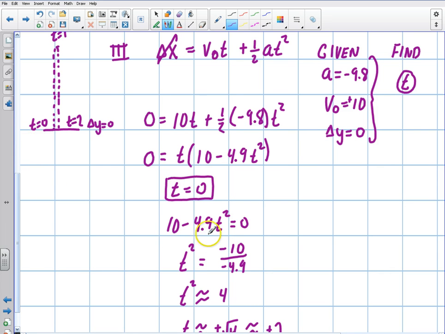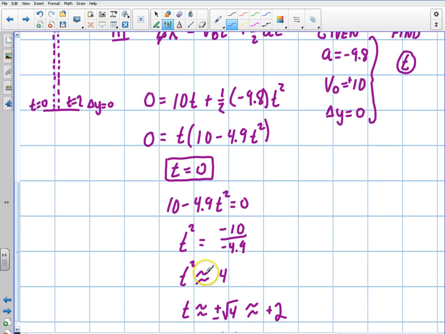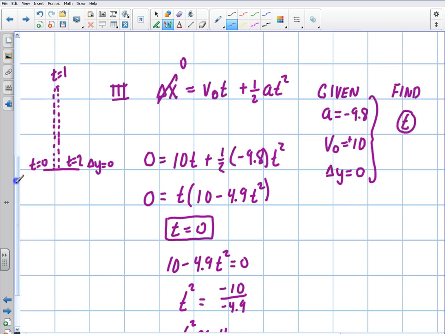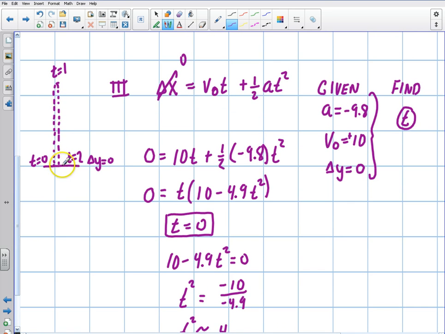Then we solved for the other term, 10 divided by 4.9, which is about 5. So t squared is approximately 4, so t is approximately plus or minus root 4, which is approximately 2. So it's at 0 here and 2 seconds later. I also threw in that we knew it hit the max height at t equals 1, because we always have symmetry in these when it's going straight up and returning: it took exactly the same amount of time to go up as it took to reach the ground.